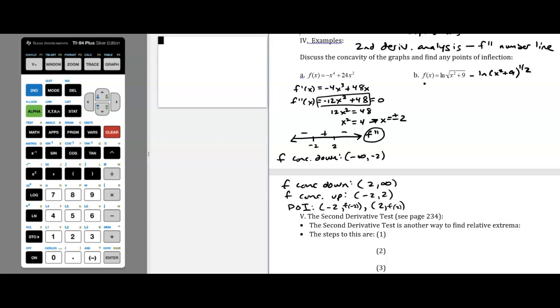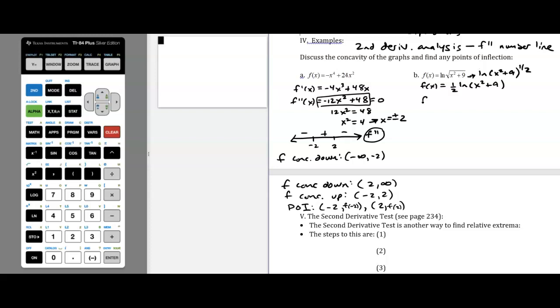So my original function could be rewritten as 1/2 times the natural log of x squared plus 9. If I want to describe the concavity and know when I have points of inflection, I have to do this process called the second derivative analysis.